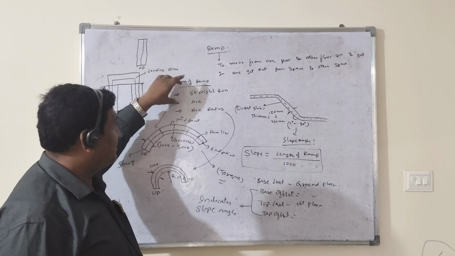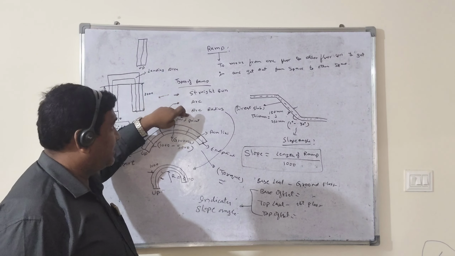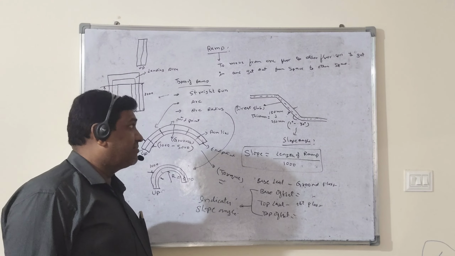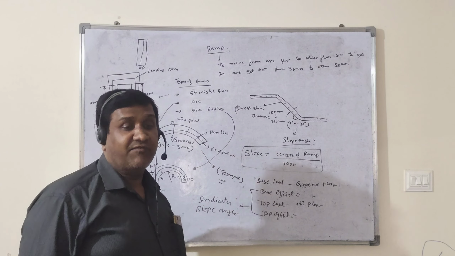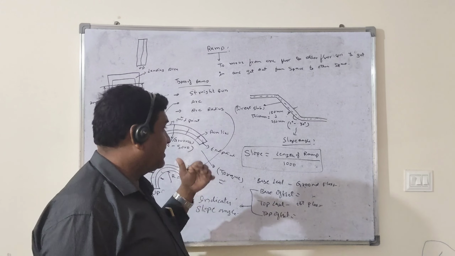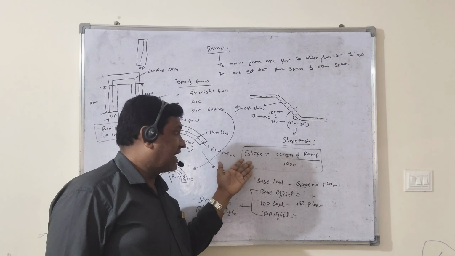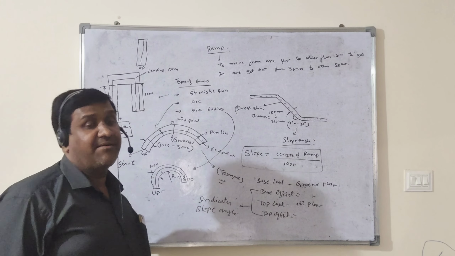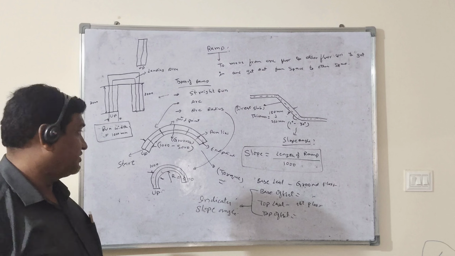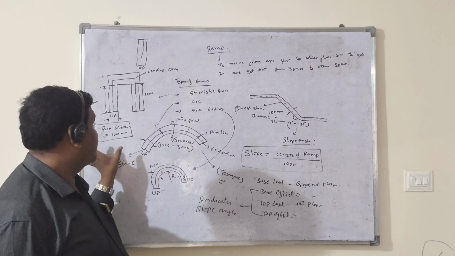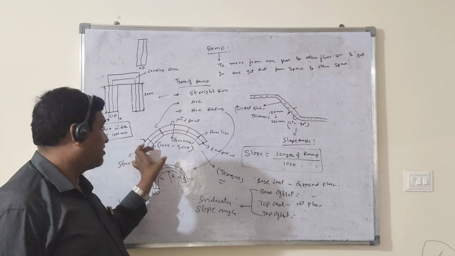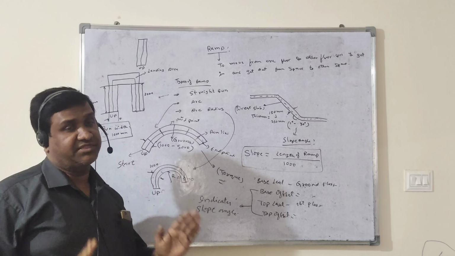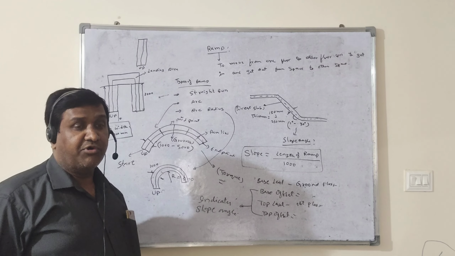Just remember this: the arc radius, and a ramp slab we call a rest slab, and the thickness of the slab will be 150 mm. The ramp slope angle we calculate with the help of this formula: slope equals length of the ramp divided by 1000. The run width we keep for the ramp at minimum 1000, maximum 5000. But for the staircase, 1000 is fixed. We will never put more than 1000.